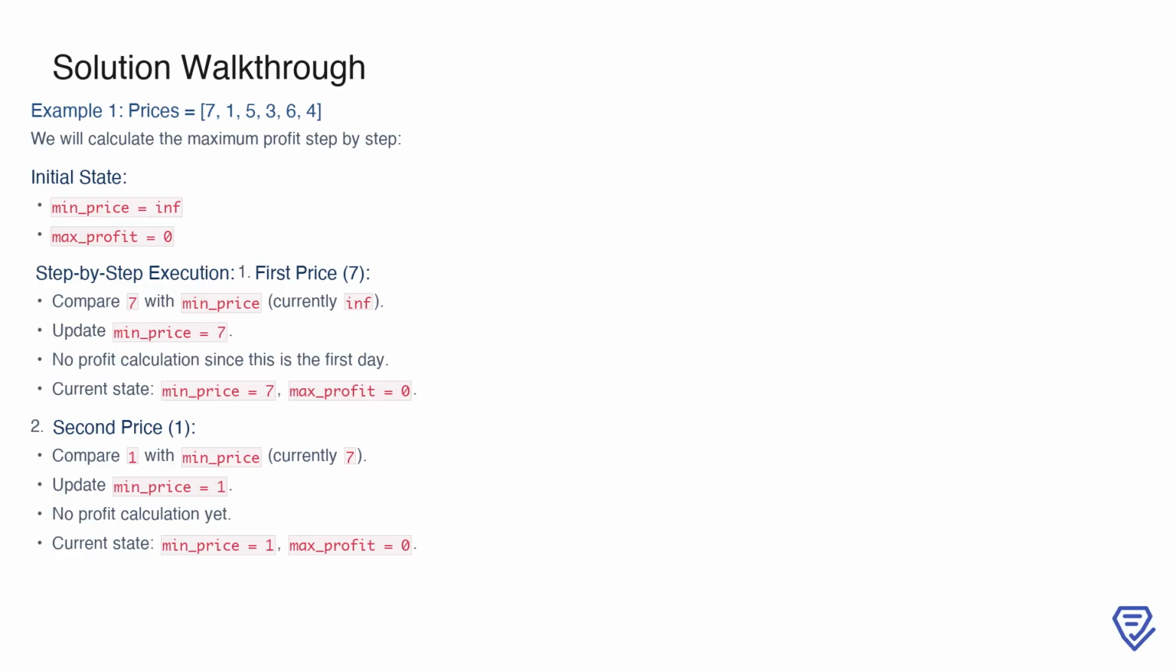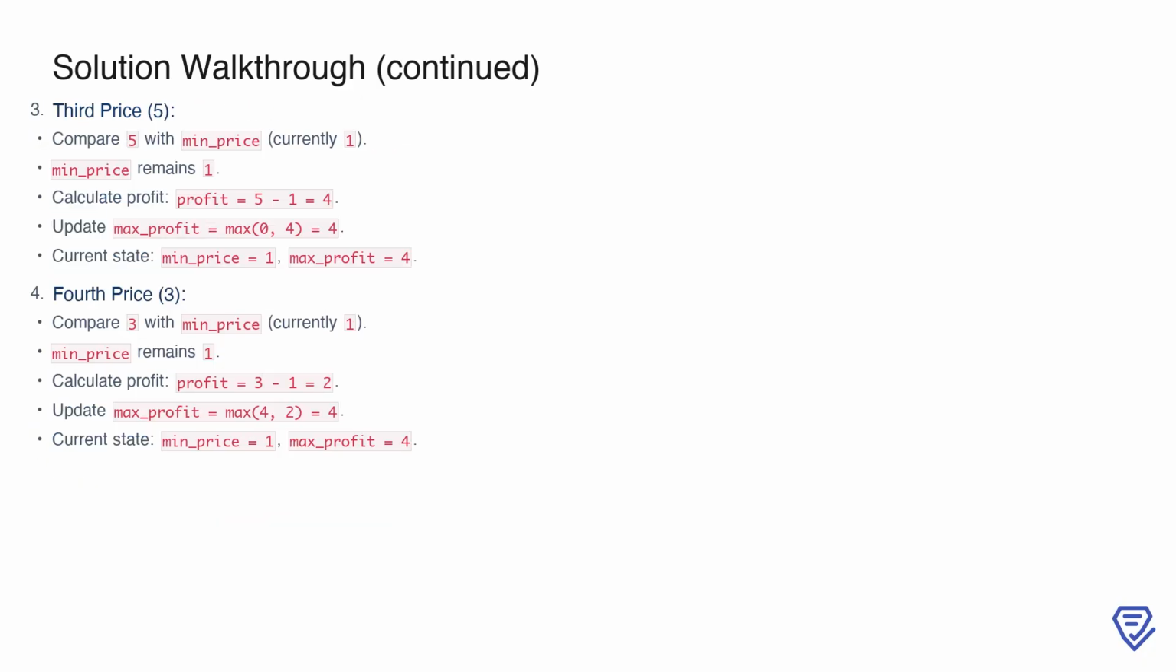Now, after day 1, the state is min_price equals 7 and max_profit equals 0. Next, on the second day, the price is 1. We compare 1 with the current min_price, which is 7, and find that 1 is smaller. Therefore, we update min_price to 1. Again, since we are updating the minimum price, no profit is calculated yet. The current state is now min_price equals 1 and max_profit equals 0.